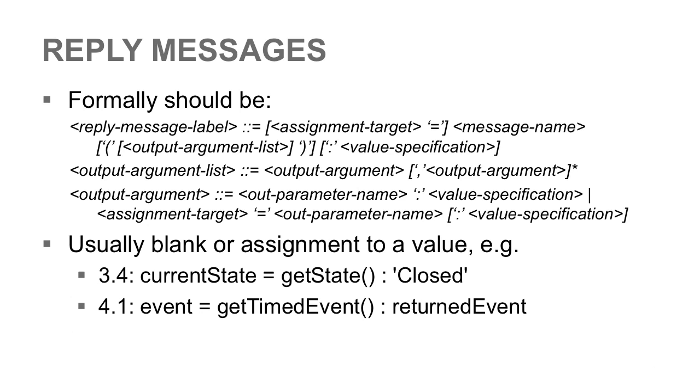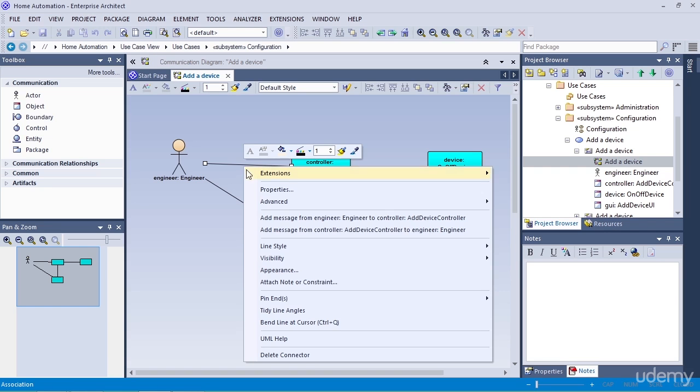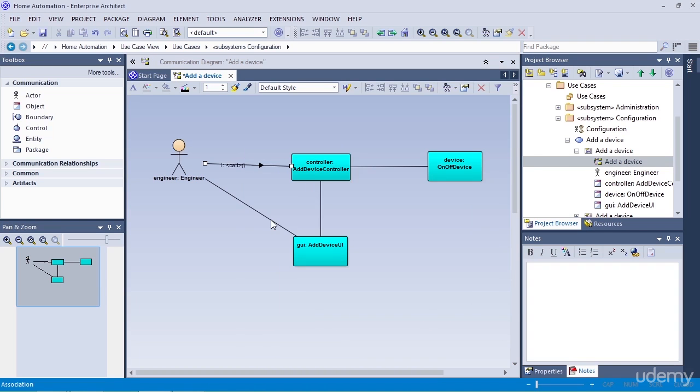Let's have a look at messages in the model in EA. Here's the communication diagram for Add a Device that we started in the previous movie. I want to add some messages into this. We'll start with the creation message going from the actor to controller. I right-click on the link between the two lifelines, and you can see that there are two menu options for adding a message, one for each direction. I'll choose the first of these to go from engineer to controller.